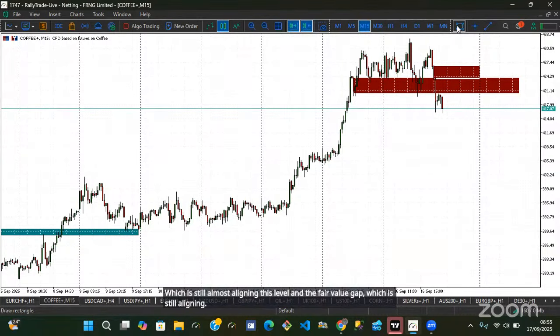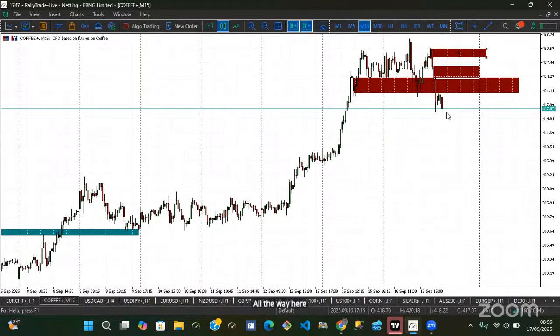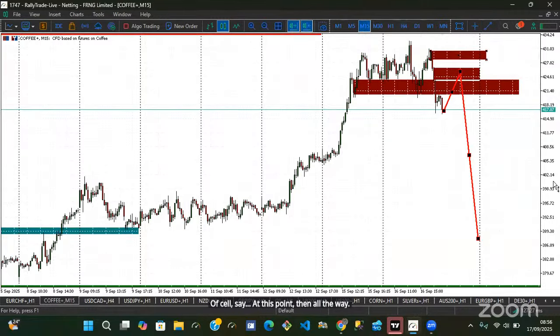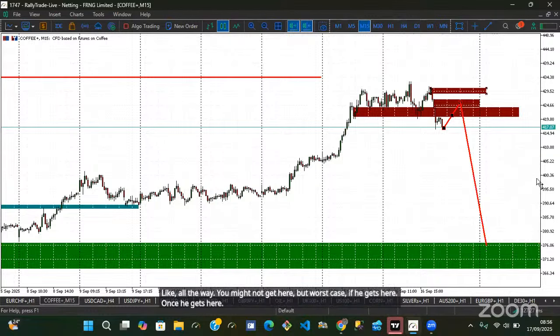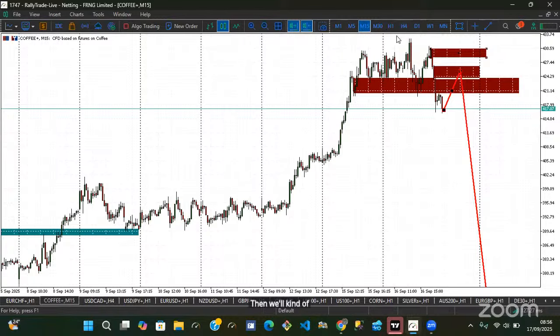Now, with supply and demand, we take the last buy before the massive sell all the way here. So irrespective, I don't expect price to go past this zone. I don't expect another push to the upside. I expect more sell, to this point, then all the way. It might not get here, but worst case, if it gets here, then we can look forward to that buy momentum again.